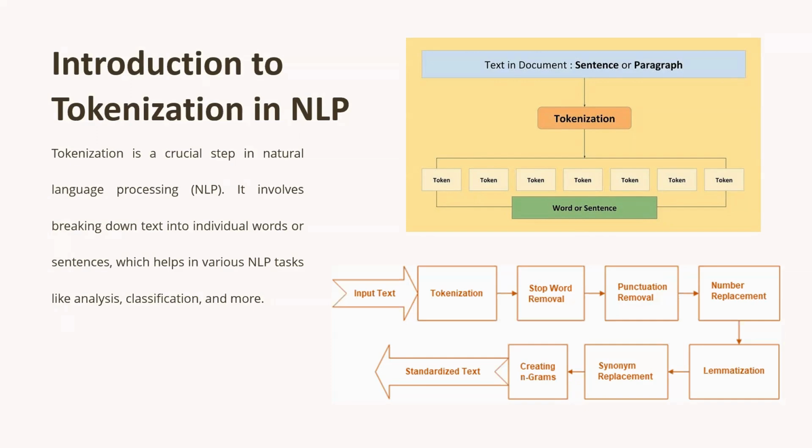Tokenization is a crucial step in natural language processing. It involves breaking text down into individual words or sentences. It helps in various tasks like analysis and classification. An NLP model cannot directly understand raw data; it understands when the data is converted into tokens. So tokenization converts unstructured text into a structured input for machine learning models. It simplifies further processing like stemming, lemmatization, or parsing.